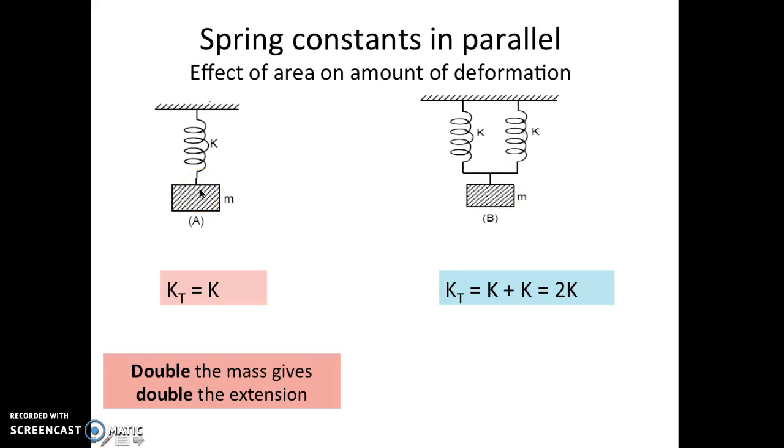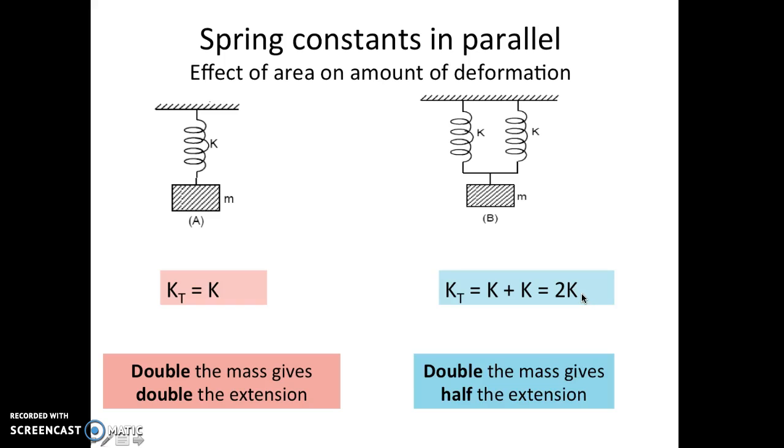So whereas here, when I double the mass, I get double the extension, I'd like you to think about it again. If I double the mass in this arrangement, what would I expect to happen to the extension? Okay, so if I double the mass in this arrangement here, because I've got 2 lots of the spring constant, or I've got twice as stiff an arrangement, I would expect the extension to halve.